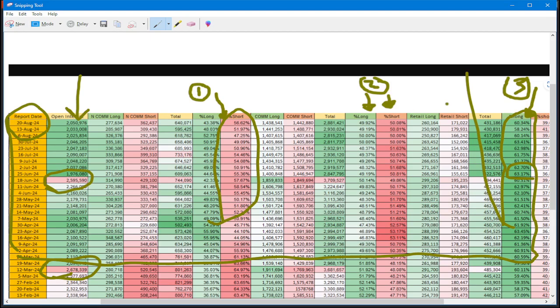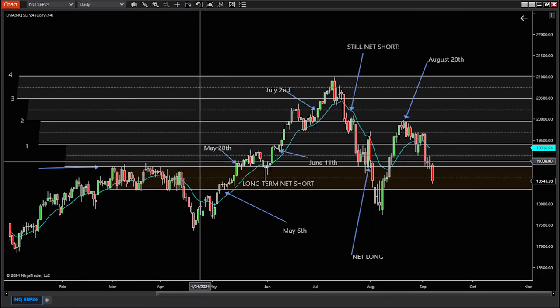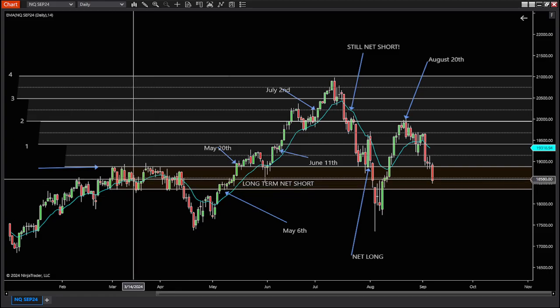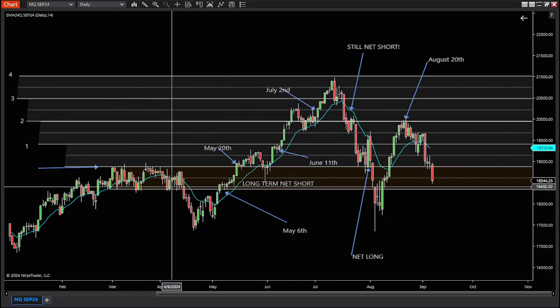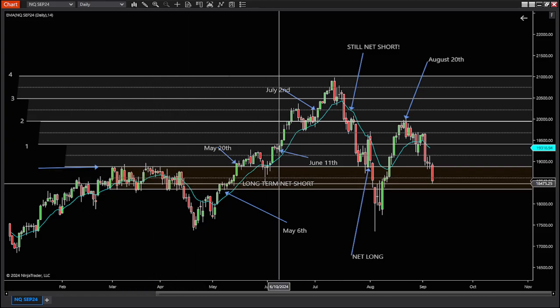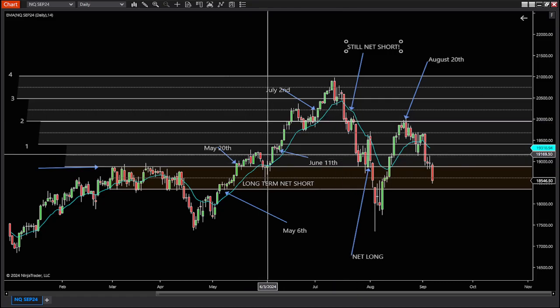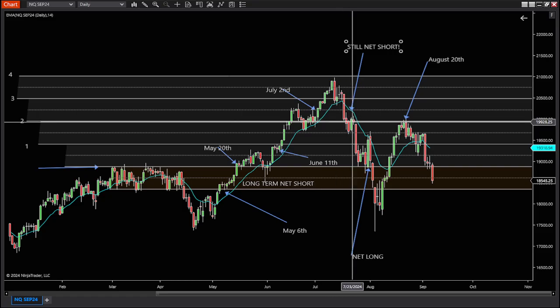Retail, they're long. They're net long as price is moving higher. Price is moving higher, retail is becoming net long. What did I say again? The long-term participants, they're net short. They're still net short in this area. They're adding their shorts. They're still short.